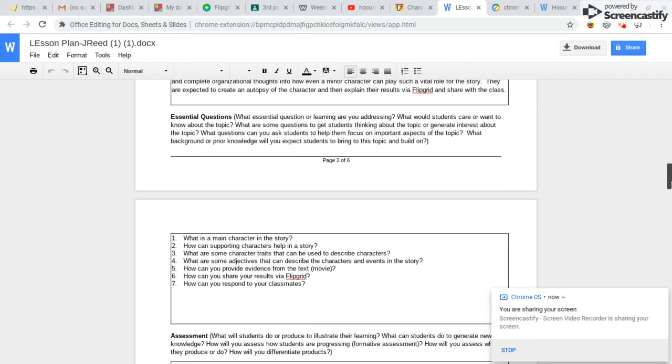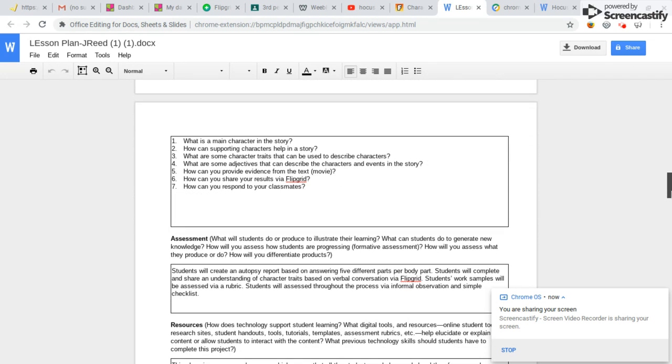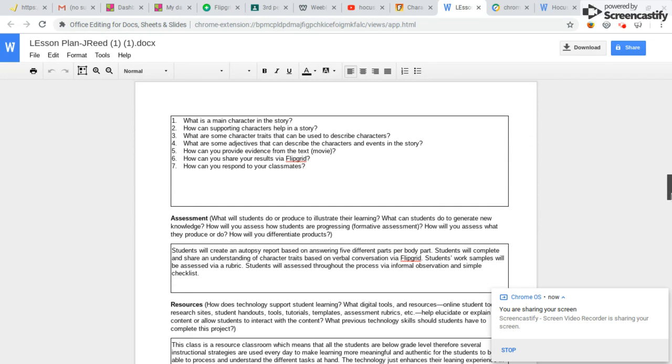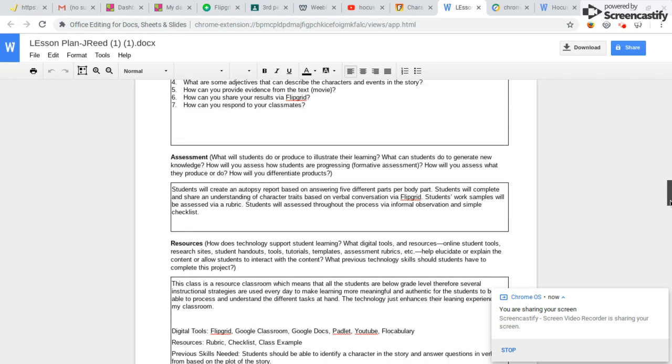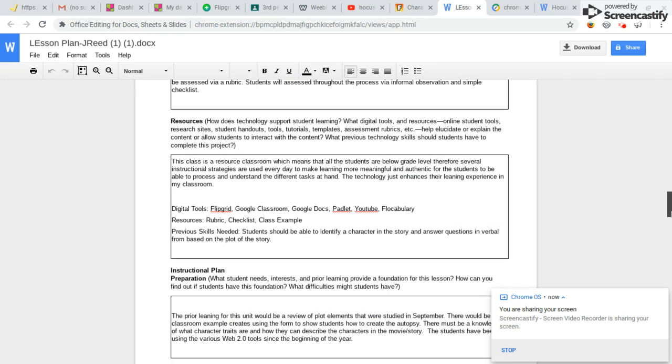As we're going through, I'll show you some stuff. Here are some of the questions that we talked about. The assessment is they're going to create an autopsy report based on the 5 different parts per body. I'm going to share some of my different things. Some of the tools we used were Flipgrid, Google Classroom, Google Docs, Padlet, YouTube, and Vocabulary.